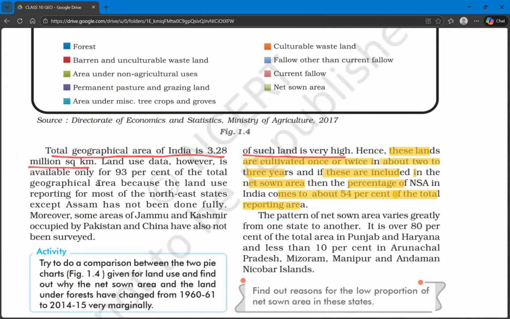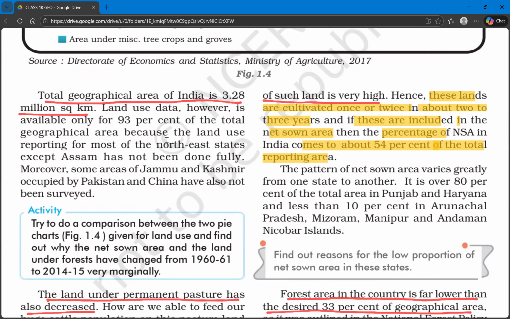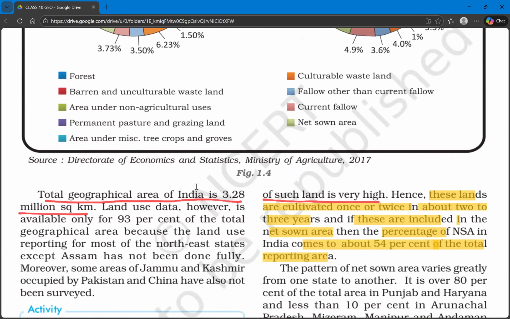Total geographical area of India is 3.28 million square kilometers. So this is the geographical area. However, land use data is available only for 93% of the total geographical area, because the land use reporting for most of the northeast states except Assam hasn't been done fully. Okay, so out of the geographical area, the land use pattern was estimated only for 93%.